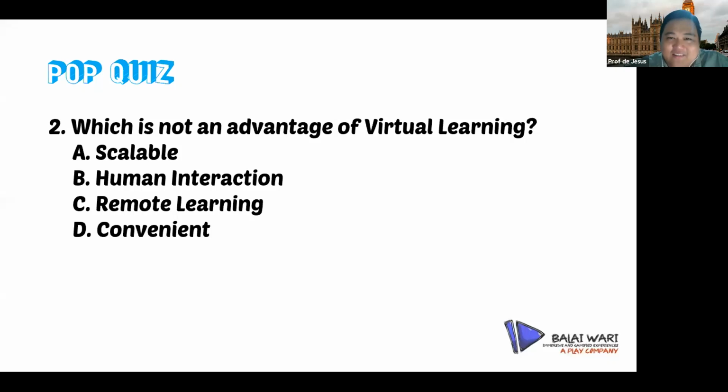So what do you think? So again, let's use the chat function. It's not an advantage. So we have B. Yeah, I think this is quite obvious, right? Nobody will get a wrong answer for this.